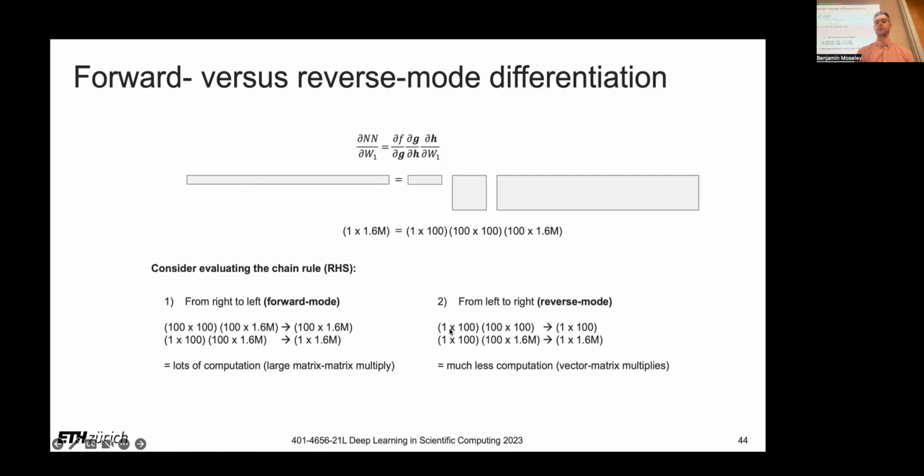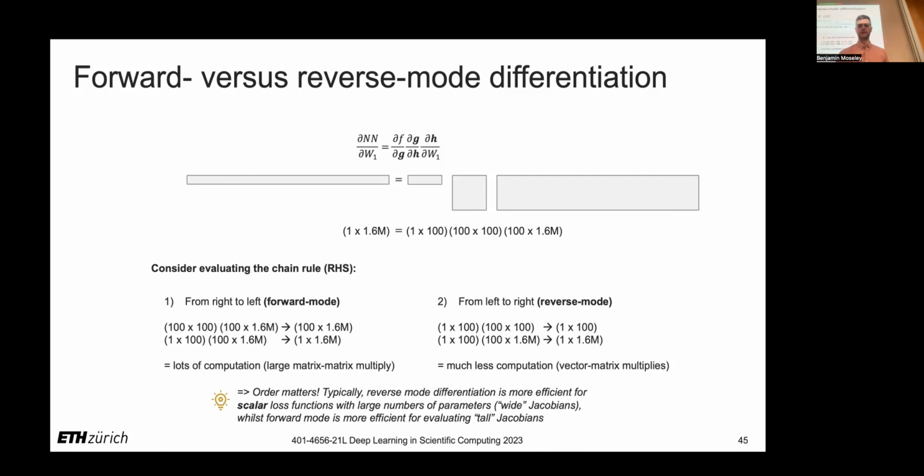But in this case, we start with 1 by 100. This is very small, times 100 by 100, relatively small. That gives us a 1 by 100 matrix. And then we do this one, which is a larger matrix multiply, but still not as large as the first one that we did in the right to left version. So you can see here, this requires much less computation because we just have vector matrix multiplies instead of a matrix multiply.